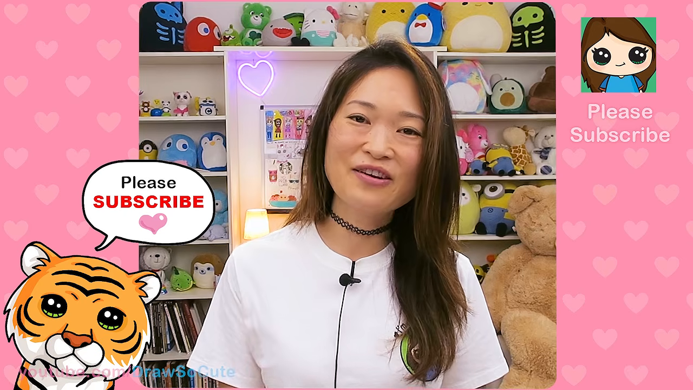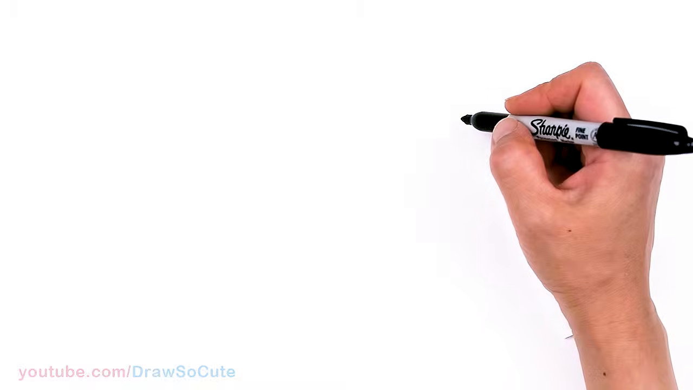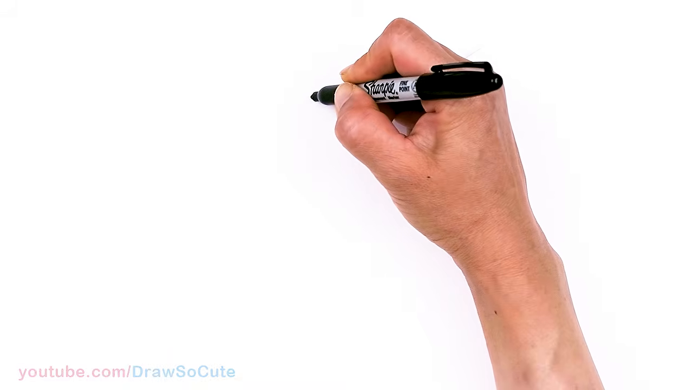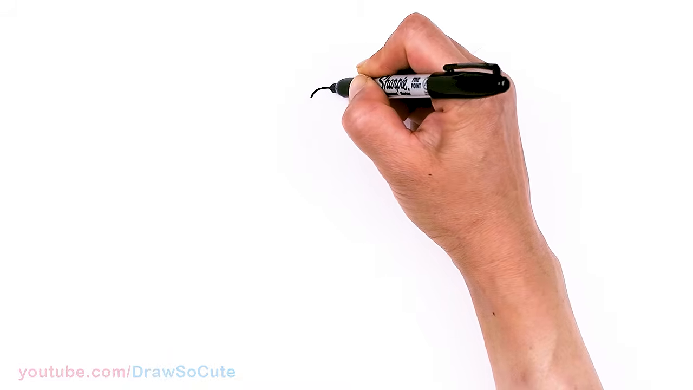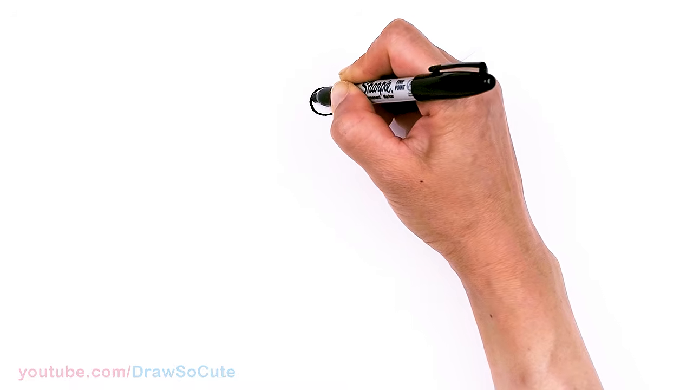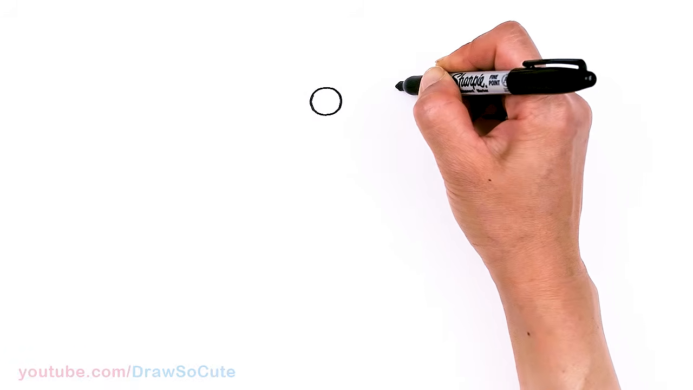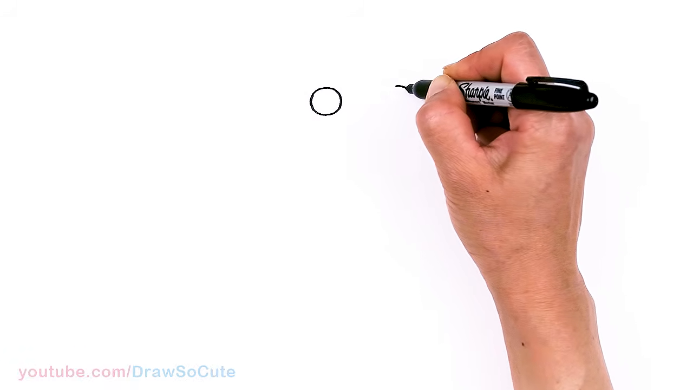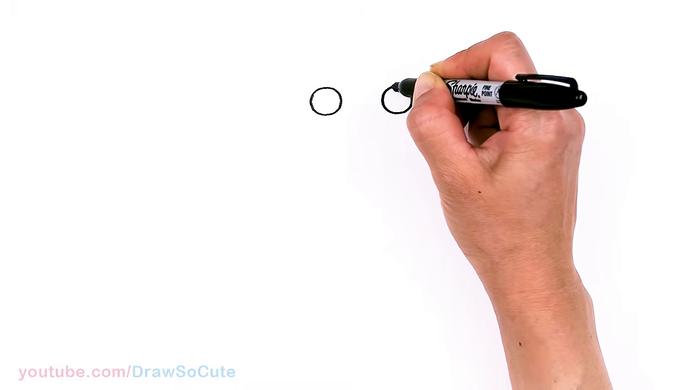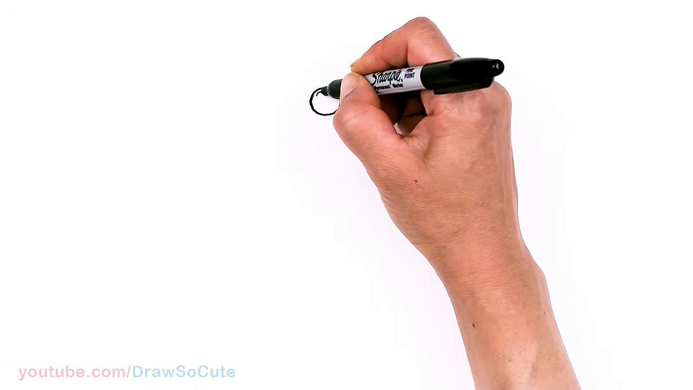So get your Sharpie or your pencil ready and your piece of paper. Let's get started. To draw this awesome tiger, let's first start by drawing his eyes. So I'm going to come right here and draw a circle. And I'm going to come right across and draw another circle. So say about right here.